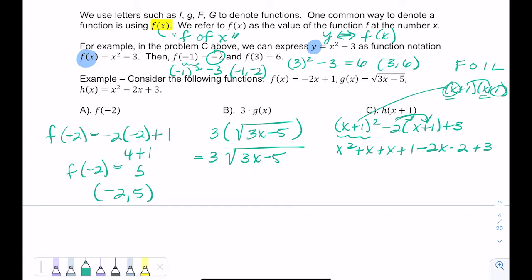So I'm going to put this in descending order. X squared will go first. I'm going to combine my like terms. I have x plus x, which is 2x. But then I have a minus 2x, so they'll just cancel. And then I have a 1 minus 2 plus 3. So that gives me 2. So my final answer is x squared plus 2.